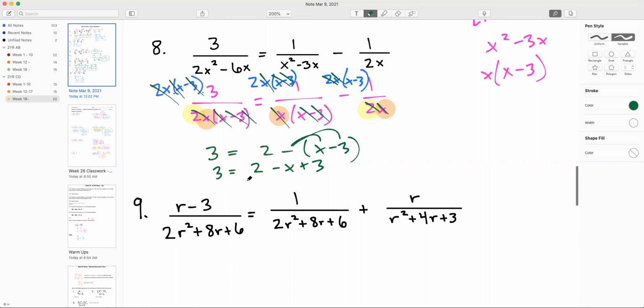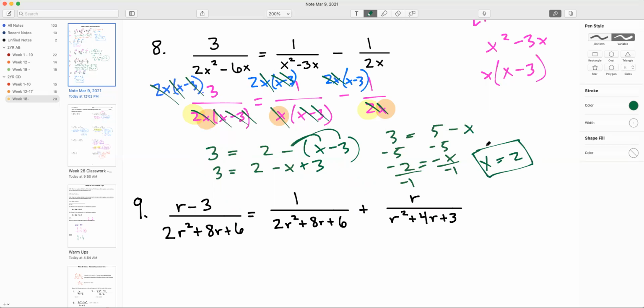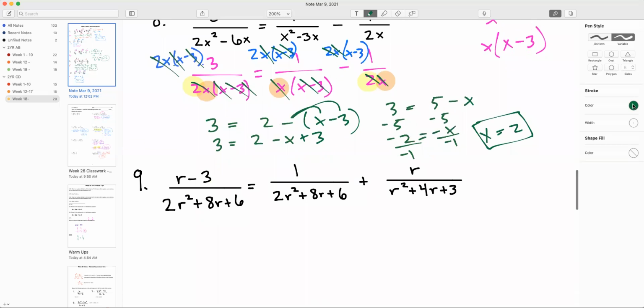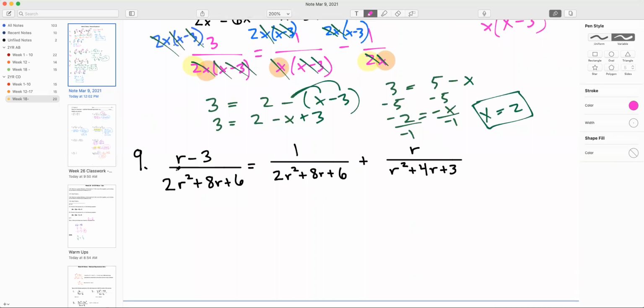And so 2 plus 3 is 5. I'm going to bring this up. 3 equals 5 minus x. Subtract the 5. Negative 2 equals negative x. Divide both sides by negative 1, and essentially you get x equals 2. All right, try number 9 on your own. Sorry, this is a long video, but plenty of examples for you.